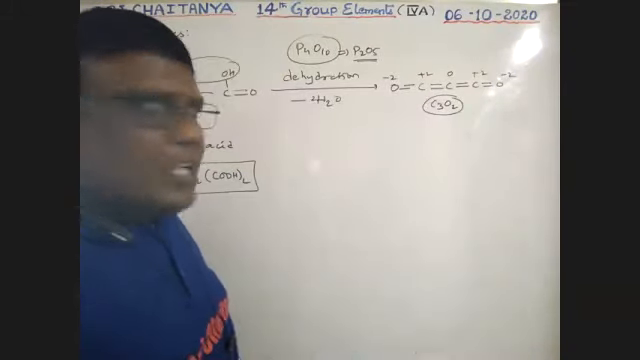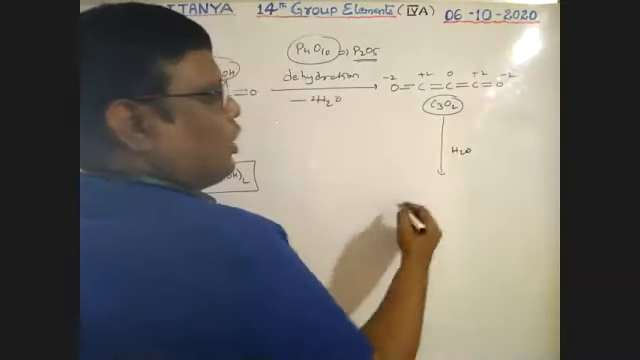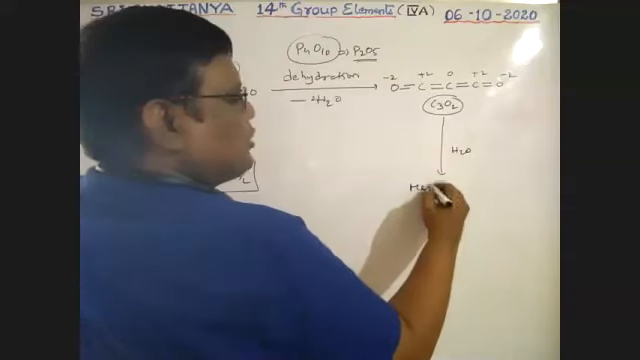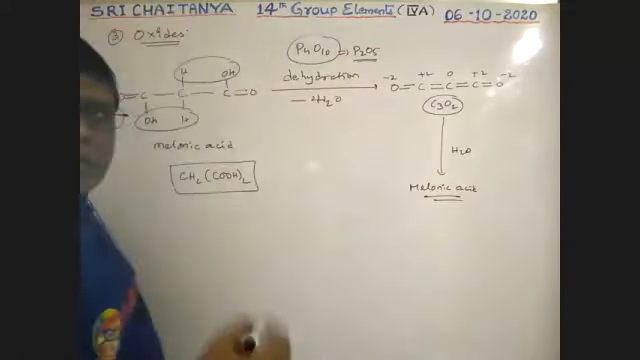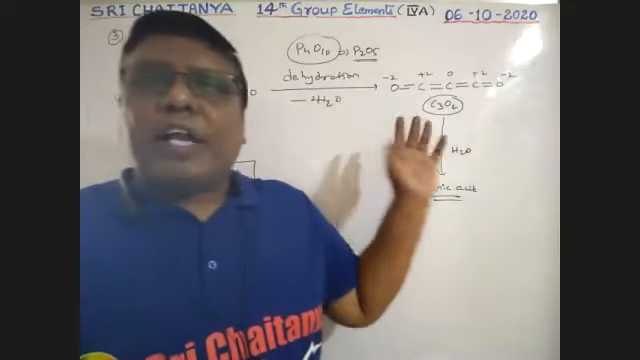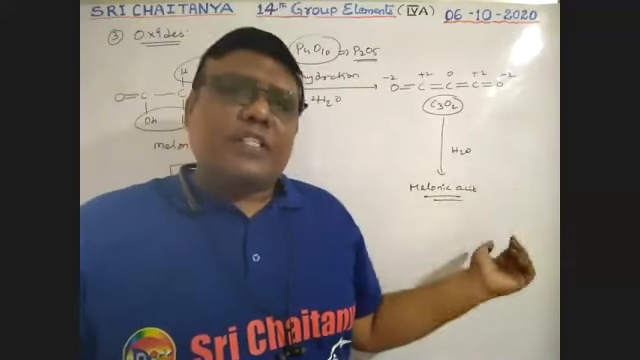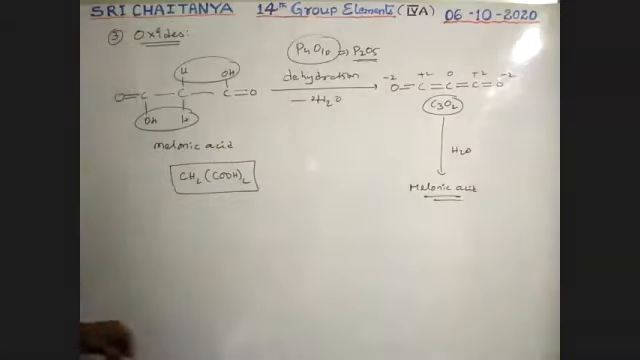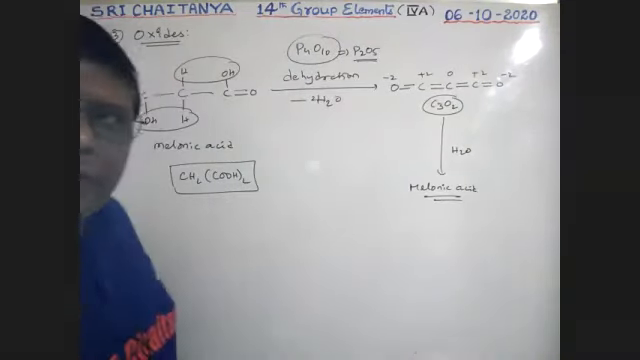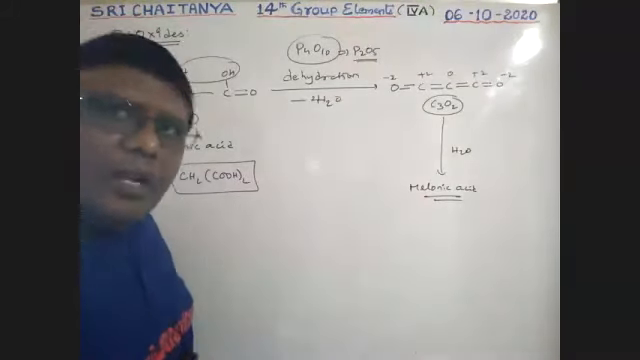If water is added to this carbon suboxide, malonic acid is the product. Once again, when water is removed from malonic acid, suboxide is the product. So to the suboxide, water is added, and once again malonic acid forms. So reversible reactions are also possible, guys. It is very, very important. It is a way to prepare carbon suboxide.